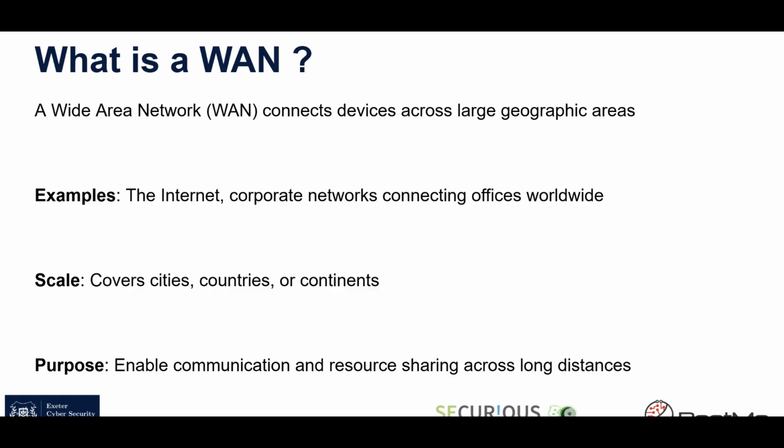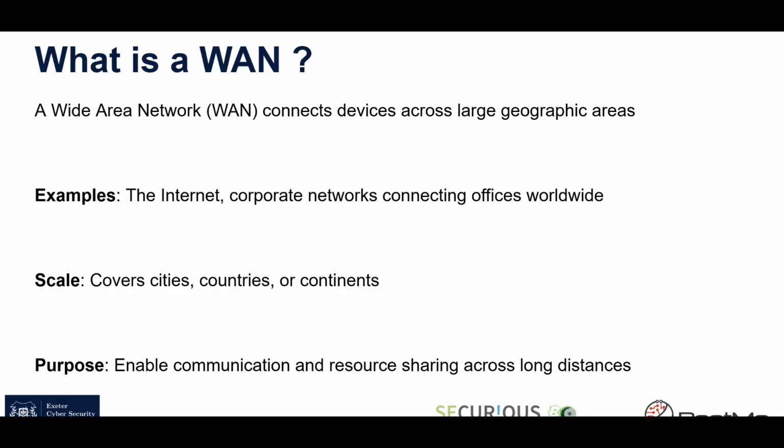As said before, if you have a company that has multiple offices everywhere in the world, you would probably have a WAN. If you have a big company but a single office in London, you'll have a LAN, because they don't need a wide area network. The scale covers cities, countries, or continents, big scale, and it enables communication and resource sharing across long distances. That's very recurrent: wide area network, you want long distances.